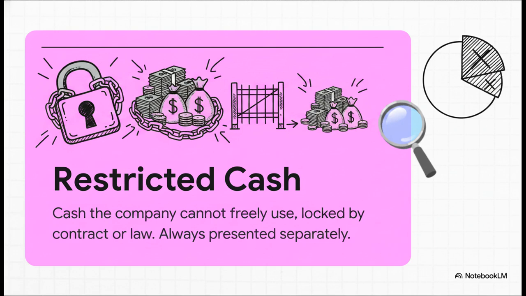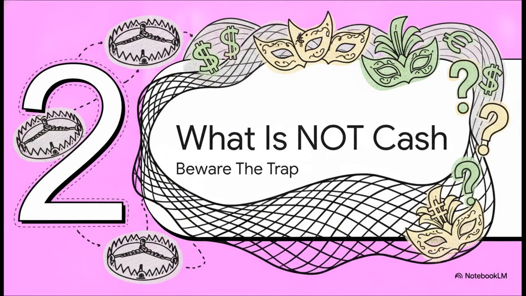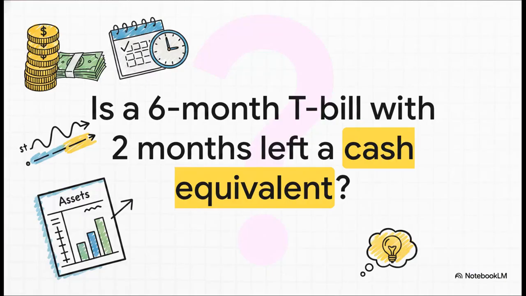Think about it. If you tell investors you have $10 million in cash, but $5 million of that is locked in an escrow account you can't even touch, you are not painting an accurate picture. Mixing these up is actually one of the absolute most common balance sheet classification errors out there. All right. Section 2, what is not a cash equivalent? The trap. Beware the trap, folks.